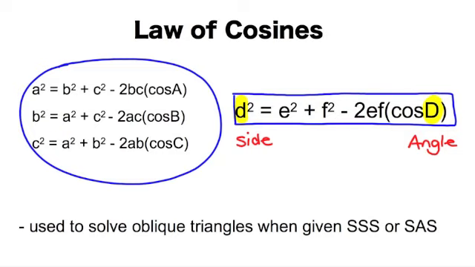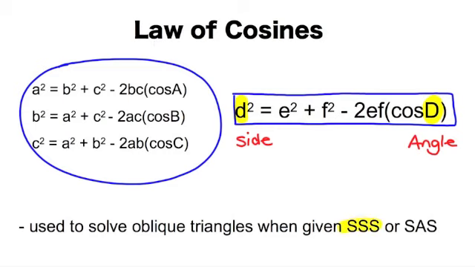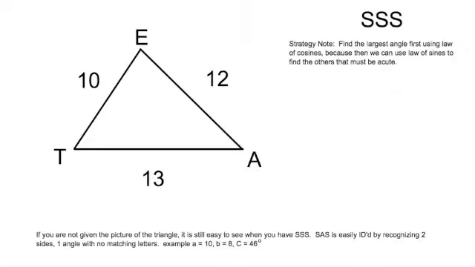We're either going to be given all three sides, little d, little e, little f, or we're going to be given two sides and an angle, little e, little f, and then big D. So you have side, side, side, or side, angle, side. That's when you use the law of cosines. You can try to use the law of sines all you want. It won't work.